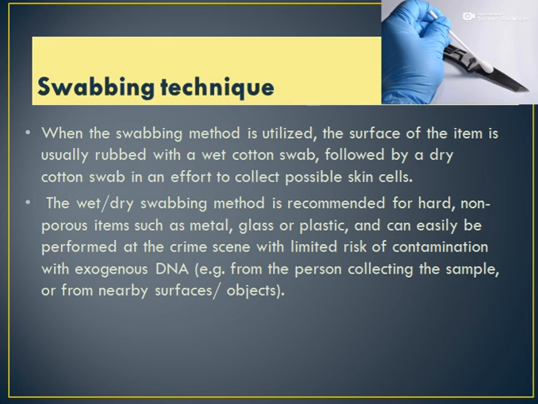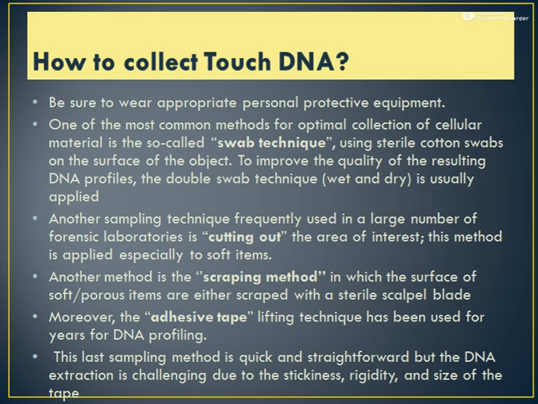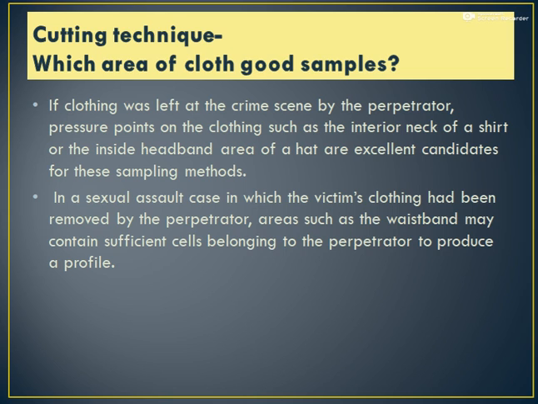Now, coming to the next method. The next method which we have is a cutting method, or the cutting out method. It is frequently used in a large number of forensic laboratories, and the soft items which are left over in the crime scene are usually used for the cutting technique. Now, mostly it will be cloth samples. If you're going to consider the cloth samples, from where do you cut and take?